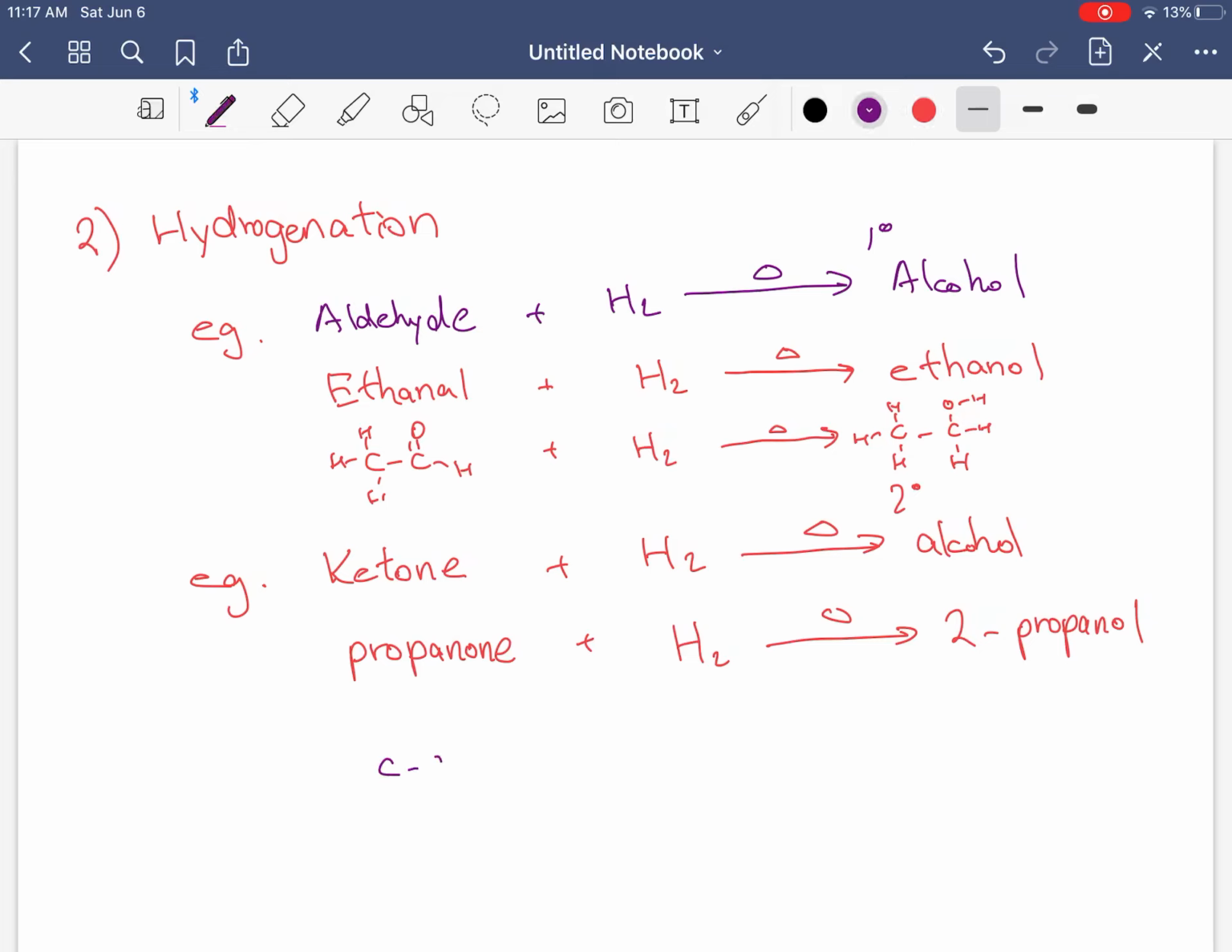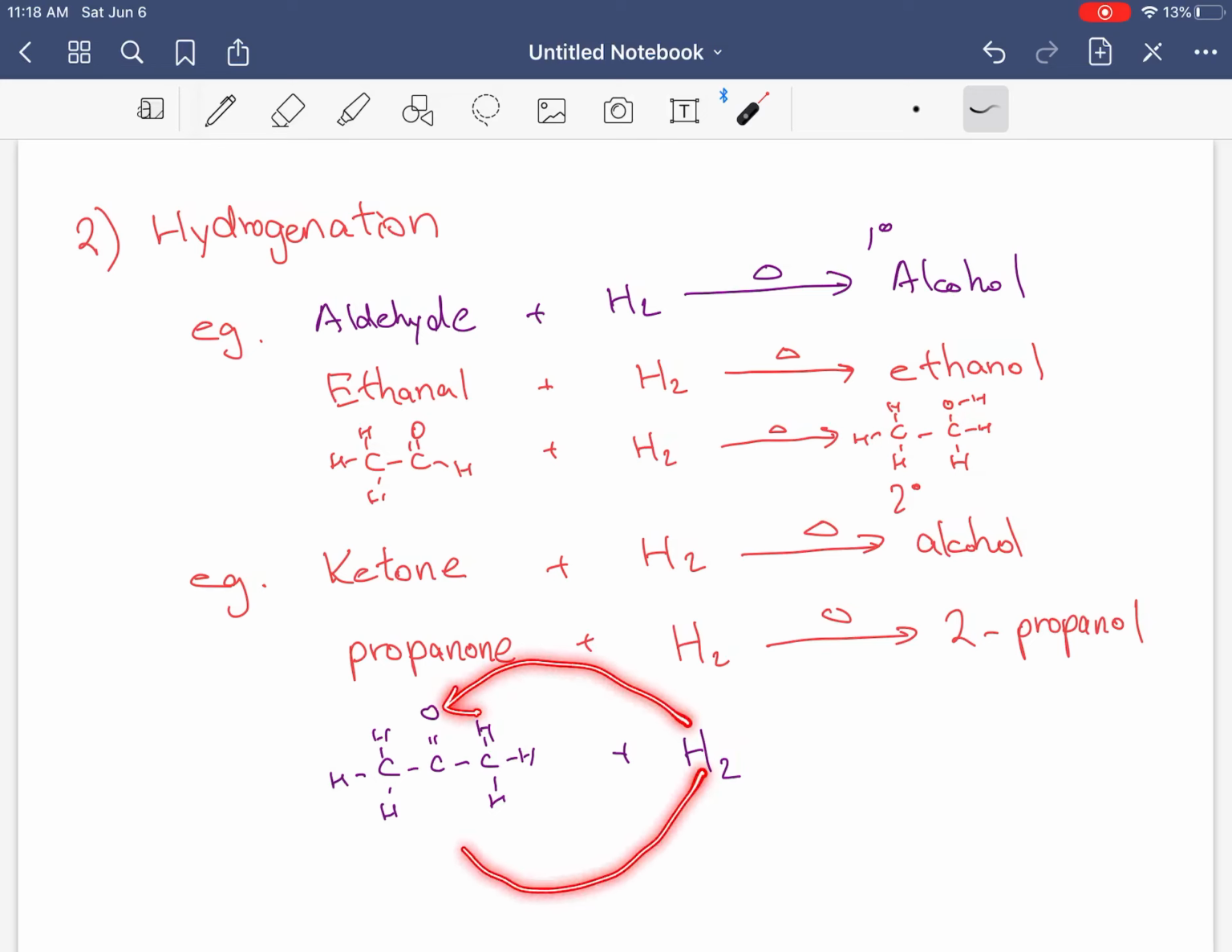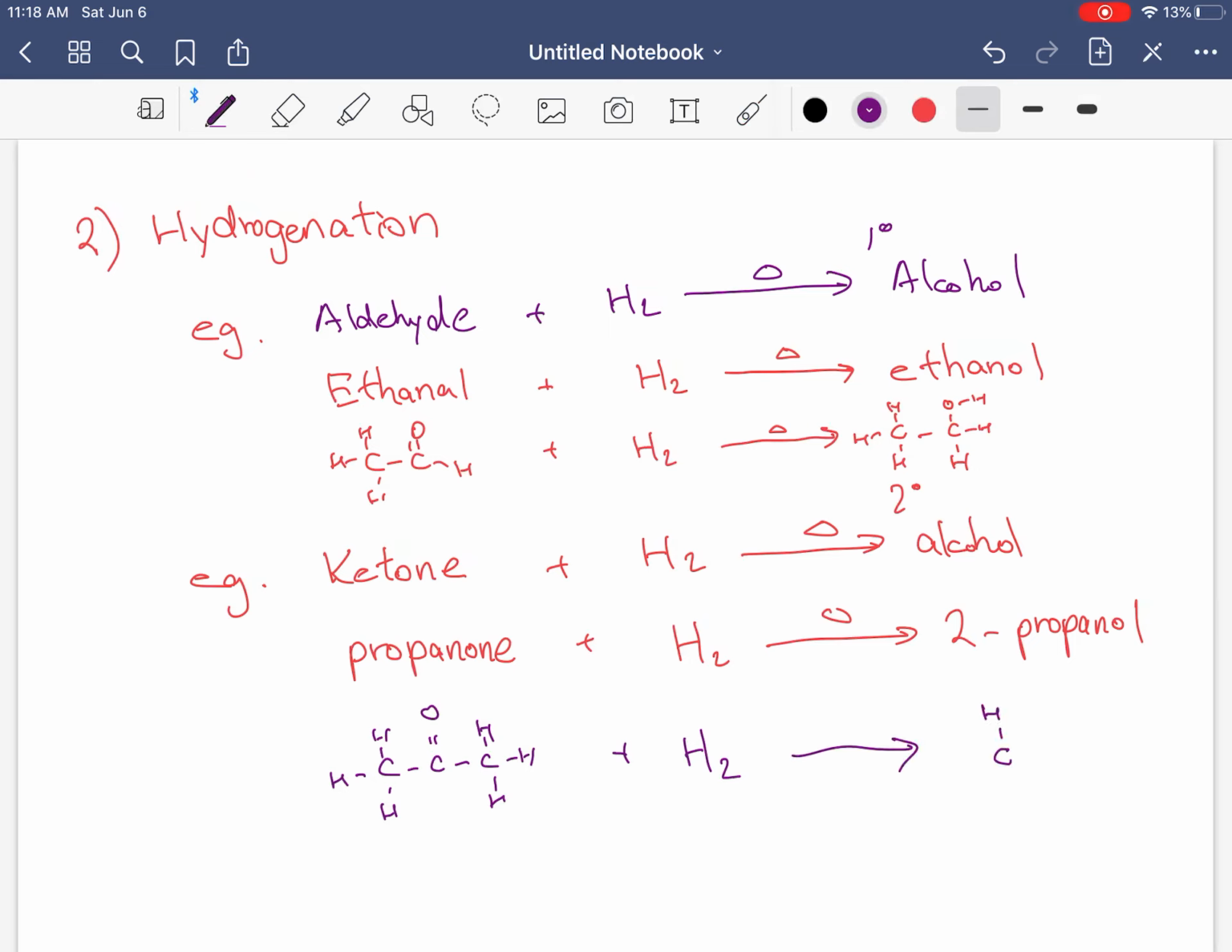Okay, so if you take your propanone, okay, and you react it with hydrogen gas, just like what we saw before. One of the H would come over here, one of the H would come over here. Okay, this will give you this, which is your 2-propanol. 2-propanol, isopropanol. All right? Okay, so that's pretty much the reaction of carbonyl.